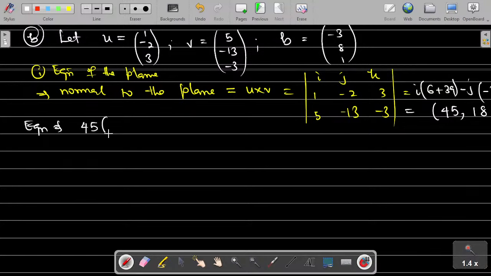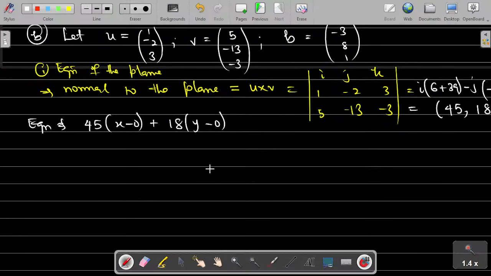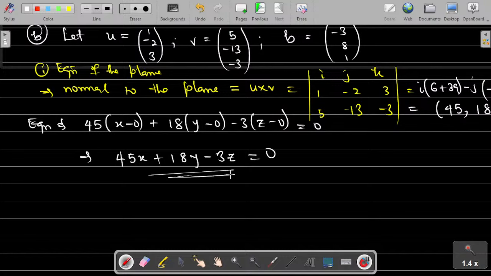into x minus 0, and then plus 18 into y minus 0 as well, and the last one there is minus 3 into z minus 0, because the plane passes through the origin according to the question. Remember that this is equal to 0, so we get that our equation is 45x plus 18y minus 3z equal to 0. And this is the equation of the plane required.